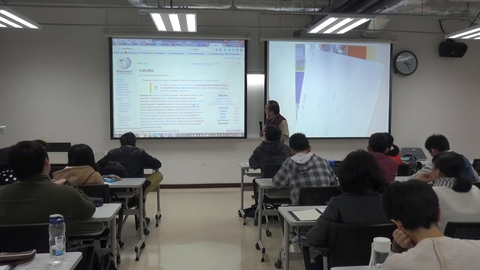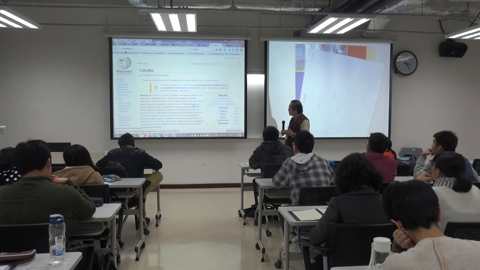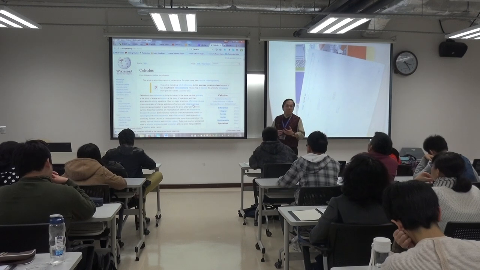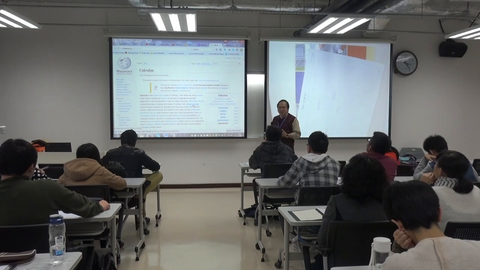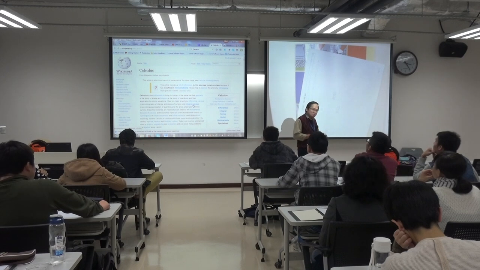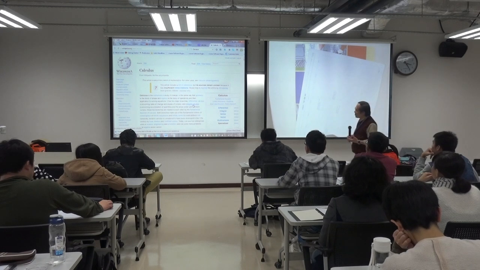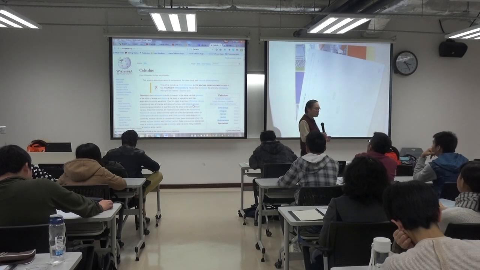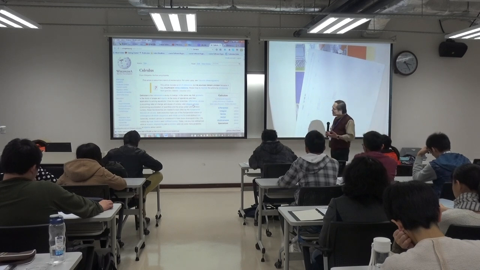From Wikipedia, it said calculus is the mathematical study of change. In the same way that geometry is the study of shape, and algebra is the study of operations and their application to solving equations. Very interesting. So when we talk about calculus, the key term is change. When we talk about geometry, the key term is shape. When we talk about algebra, the key term is operations and application to solve equations.